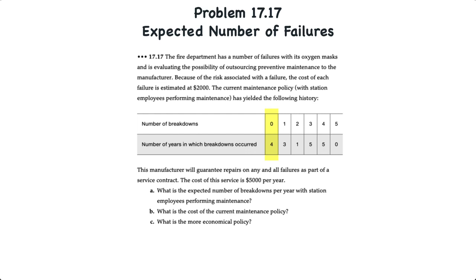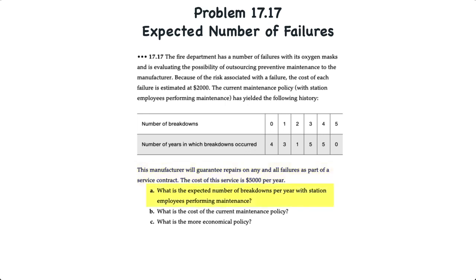So what this table tells us is that there were 4 years where there were no breakdowns, 3 years where there was 1 breakdown, 1 year where there were 2 breakdowns, 5 years where there were 3, 5 years where there were 4 breakdowns, and there were no years that had 5 breakdowns. The manufacturer that's offering the outsourced service will guarantee repairs on any and all failures as part of a service contract at a cost of $5,000 per year.